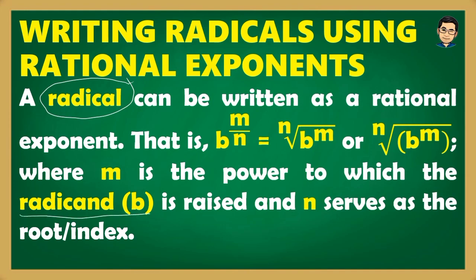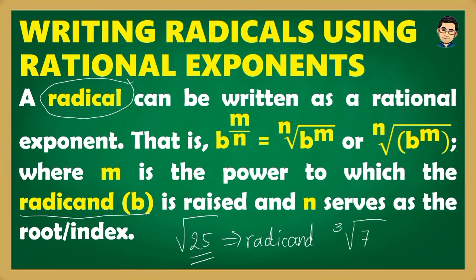Yung b po dyan, nagsisilbi po siyang radicand. Like for example, the square root of 25. Yung 25 po dito, yun po yung ating tinatawag na radicand. Next, yung m naman, yun yung power na kung saan nire-raise natin yung radicand. Like for example, the cube root of 7 squared. Yung squared po na ito po yung m, na kung saan nire-raise yung radicand na 7. And then, yung n naman serves as the root or index. Usually, nakikita natin yung root na yan or index dun sa labas ng radical sign and then maliit lang ang pagkasulat. Yun yung letter n.